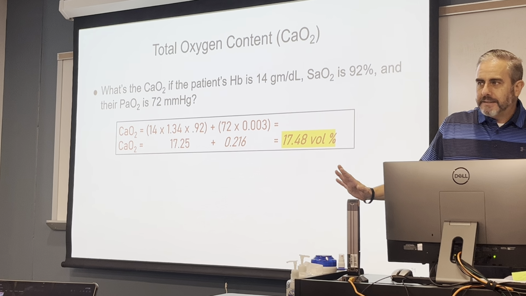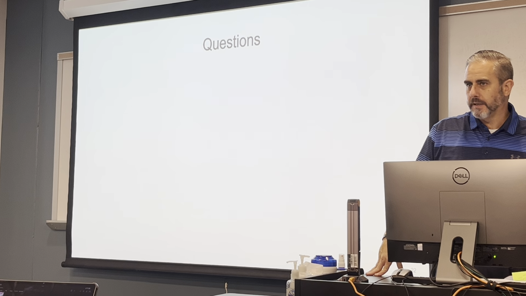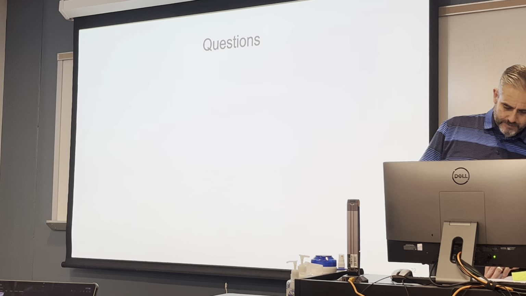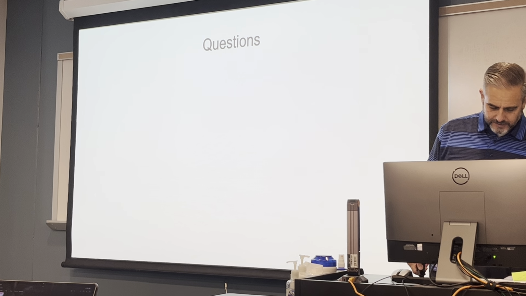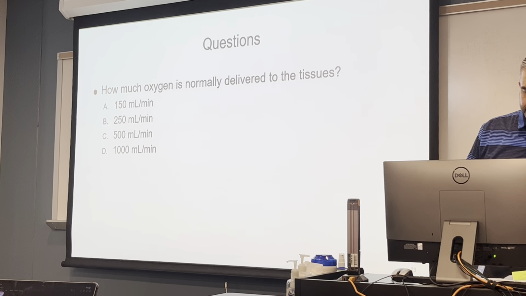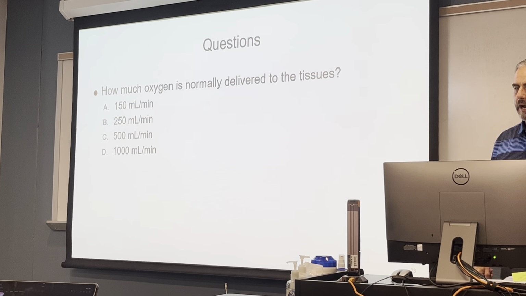I told you it wasn't too bad. All right, so a couple of questions for you guys, four questions. Don't blurt it out, let me read it. The question is, how much oxygen is normally delivered to the tissues? Answer options are 150 mLs per minute, 250 mLs per minute, 500 mLs per minute, or 1,000 mLs per minute. How much is delivered?